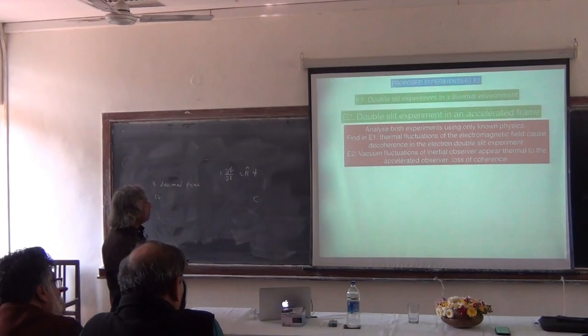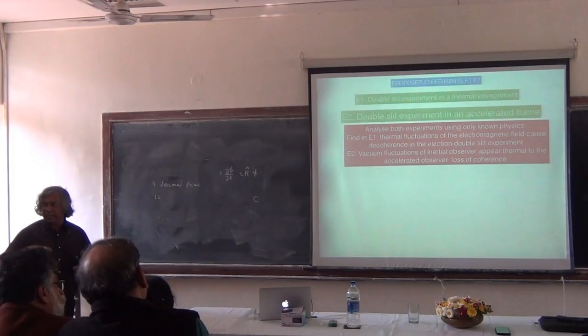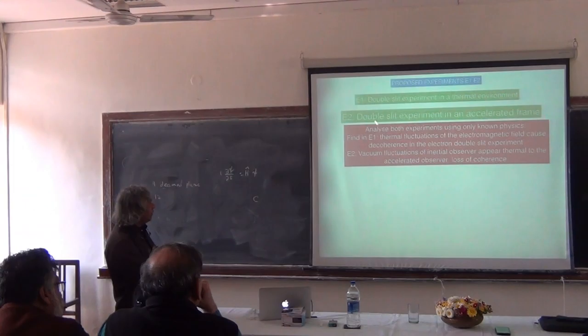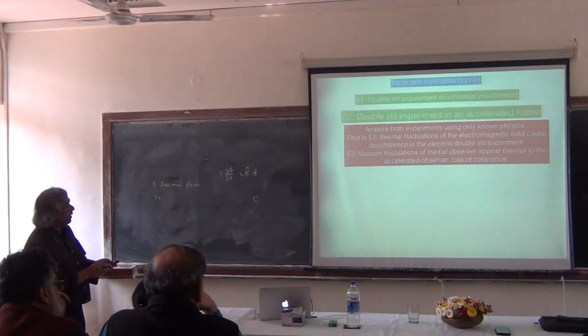I can think of two experiments. One I'll call E1 and the second I'll call E2. The first one is the double slit experiment in a thermal environment. And the second one is the double slit experiment in an accelerated frame. We know that the accelerated frame also has a thermal environment, even when there's no particles around as far as the Minkowski observer is concerned.